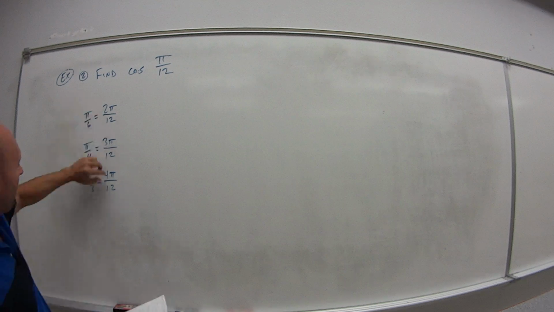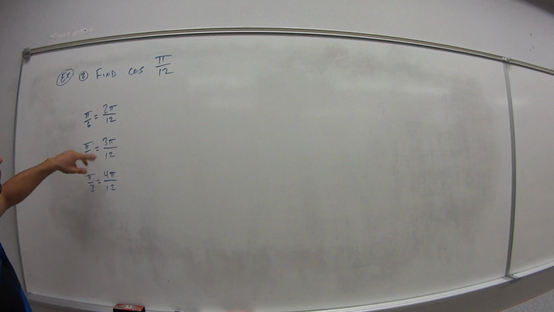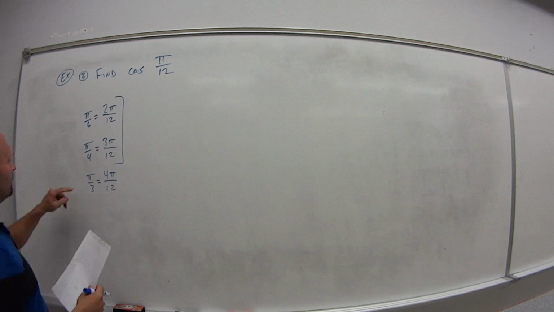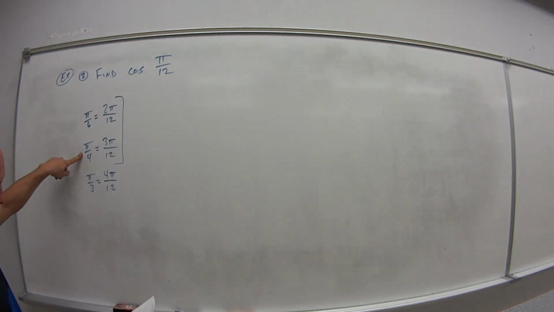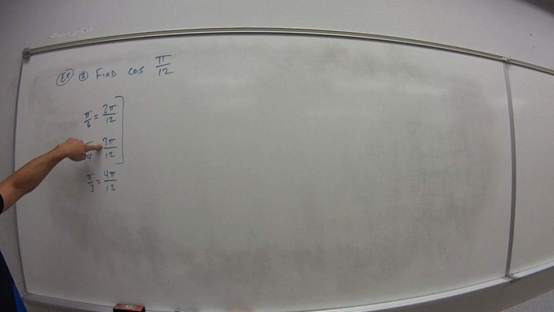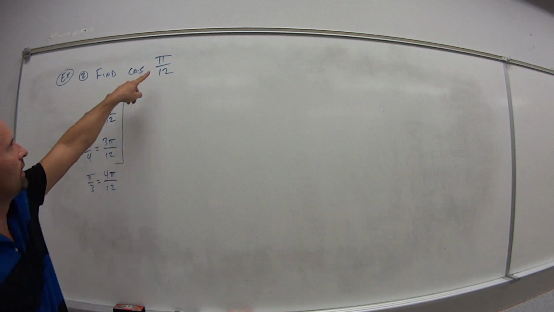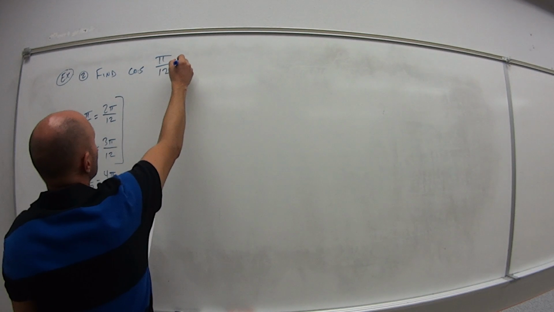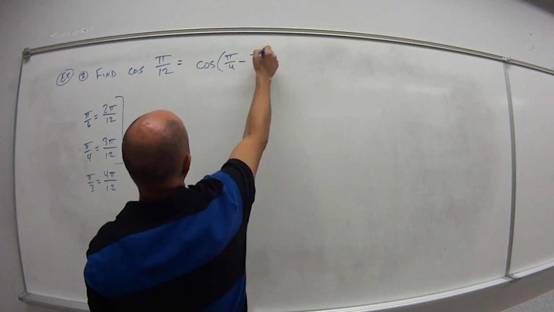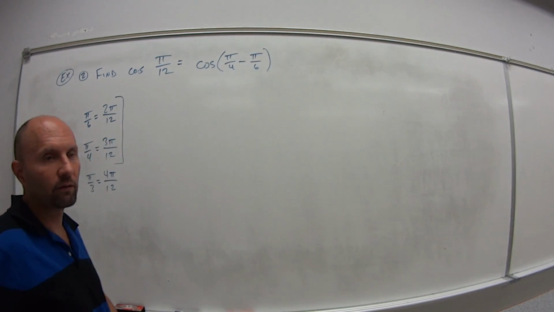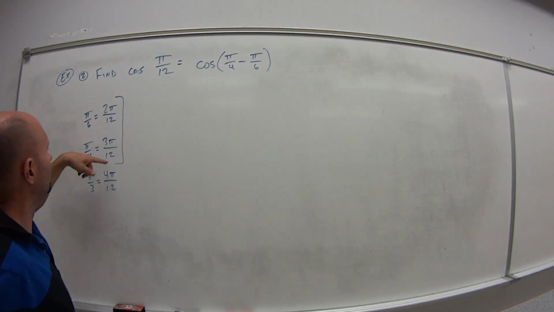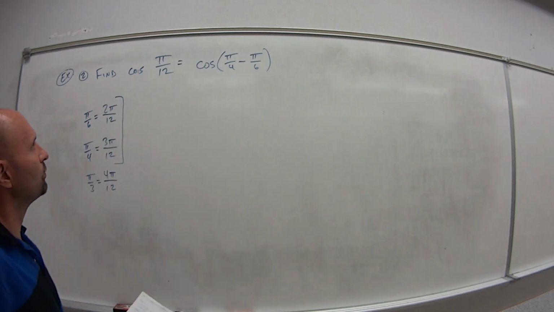So I want to know if I add or subtract any of these, 4, 3, 2, will I get to 1? Well, you actually have two choices here. You could either use pi over 3 minus pi over 4, or you could do pi over 4 minus pi over 6, because 3 pi over 12 minus 2 pi over 12 is 1 pi over 12. So this thing here is really like cosine of pi over 4 minus pi over 6. So that's how we can convert problems like this when we don't have one of our regular denominators to get the ones that we actually want.